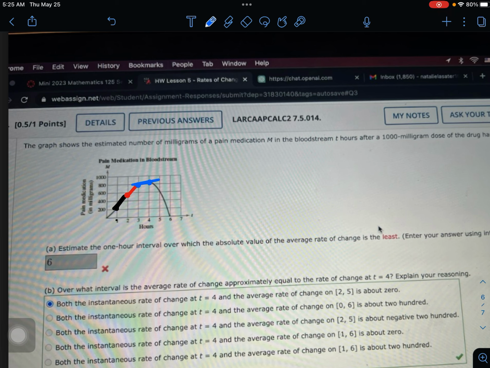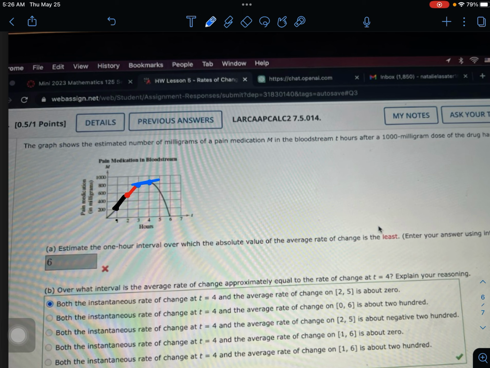And look at that blue line. You see how it's flattening out compared to the red and black lines? When it starts flattening out like that, it means that the slope is decreasing, which means the average rate of change is decreasing. So between 3 and 4, the slope is less than between 1 and 2 and between 2 and 3, because that line is getting flatter. So between 3 and 4, that's pretty flat. That's a pretty small slope.